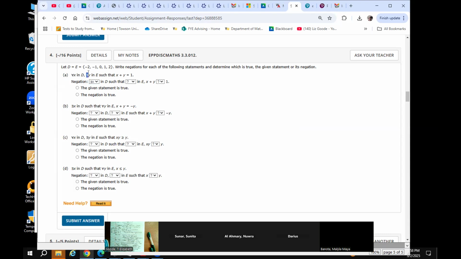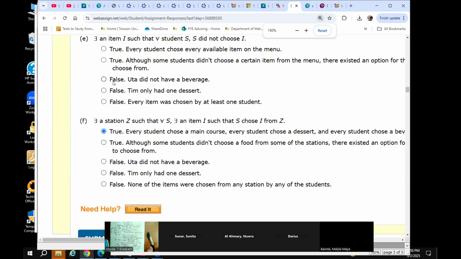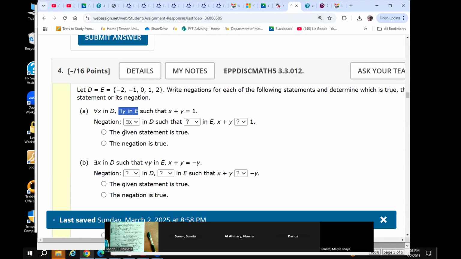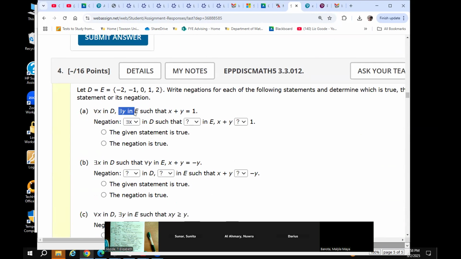Okay, now we're bringing the negation through. There exists an x in D. Oh, excuse me, there exists a y in E, right? I'm going to make this bigger. So when we negate there exists a y in E, what happens? For all, x or y? It's y. It is y, because we don't change the variable and we don't change the domain.